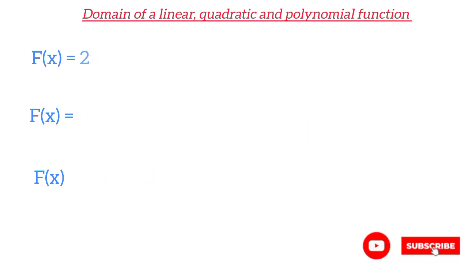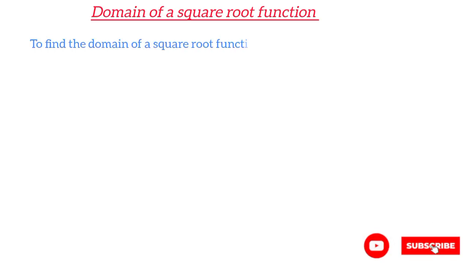Now, let's look at the domain of a square root function. A square root function is defined when the expression under the square root is greater than or equal to 0. Therefore, to find the domain of a square root function, we simply set the expression greater than or equal to 0.